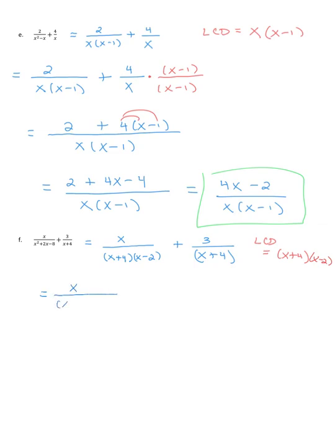For that first fraction, it simply means I'm not going to do anything to it. It's already set up perfectly. But the second fraction is missing something. It is missing the x minus 2.